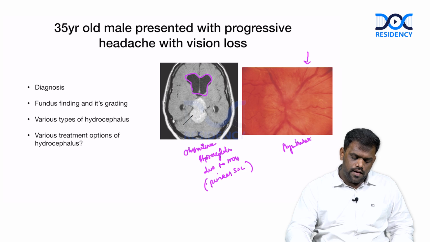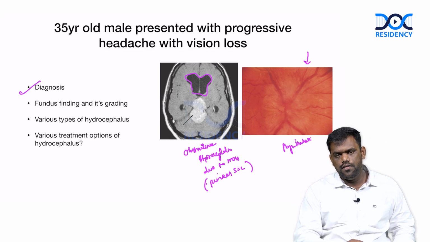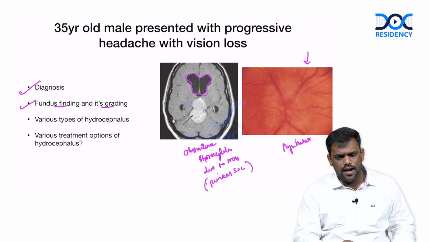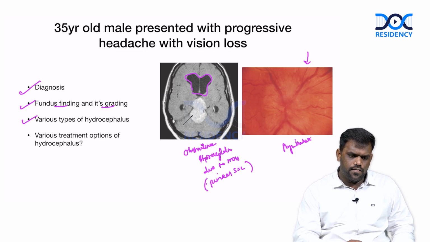Okay, so what is the diagnosis here? This is a case of obstructive hydrocephalus due to the pineal region SOL. Okay, so what is the fundus finding here? It shows papilledema. And what are the gradings of the fundus? It's given with the Friesen grading.